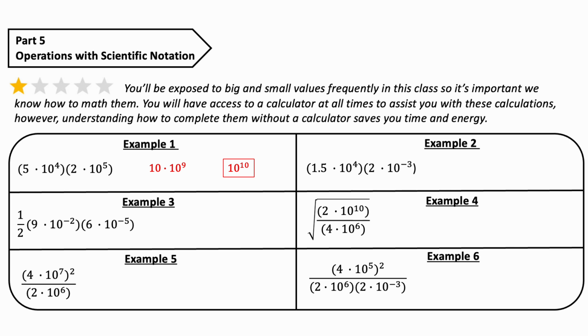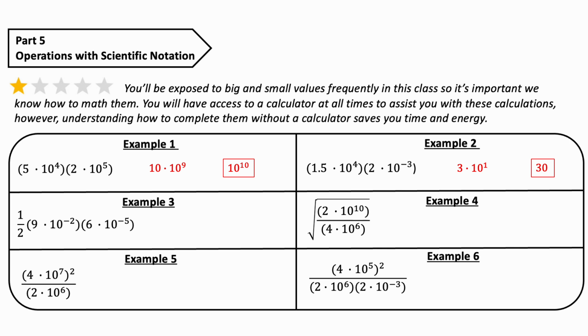Now I have 1.5 times 10 to the 4 times 2 times 10 to the negative 3. 1.5 and 2 come together to give us 3. 10 to the 4 and 10 to the negative 3 come together to give us just 10 to the 1, which is just 10. So 3 times 10 to the 1, or 3 times 10, would just be 30. Again, real quick, it would have taken a lot more time to type all of that into a calculator than just to use our exponent rules here.